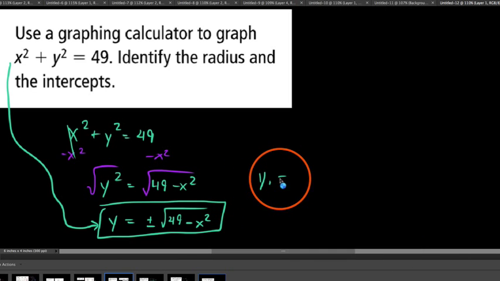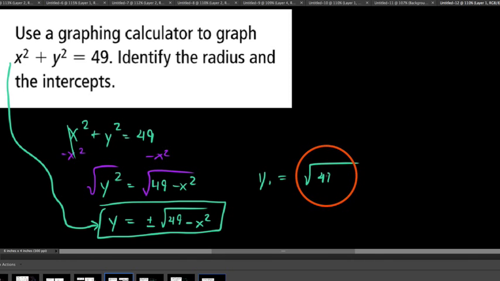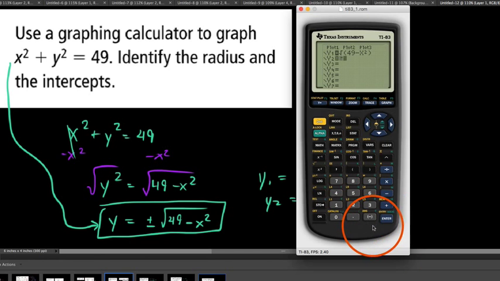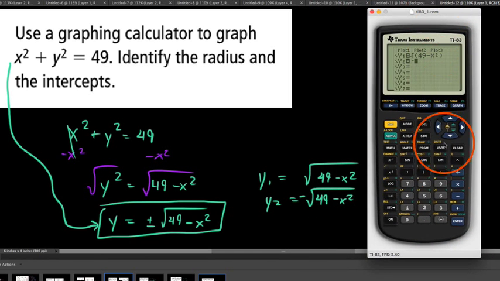We're going to plug in for y1 the square root of 49 minus x squared. And then for y2, what we're going to put is the square root of 49 minus x squared, but where we have the negative outputs. And so when we put this in here, we're going to start with a negative, and then we just type the same thing we had on the line above it: the square root of 49 minus x to the second power, end parenthesis.